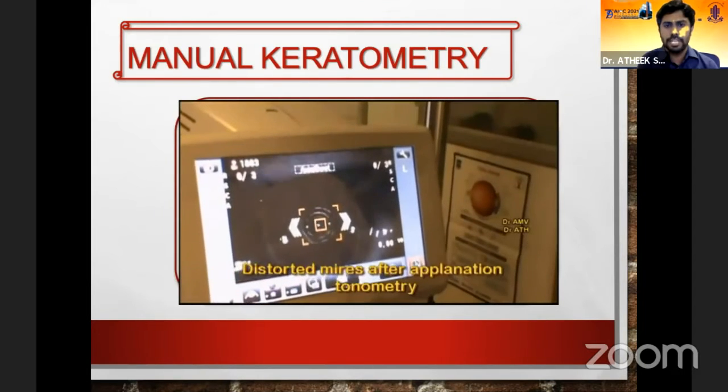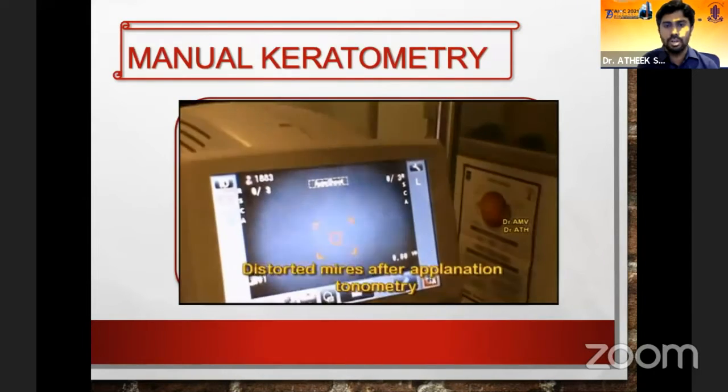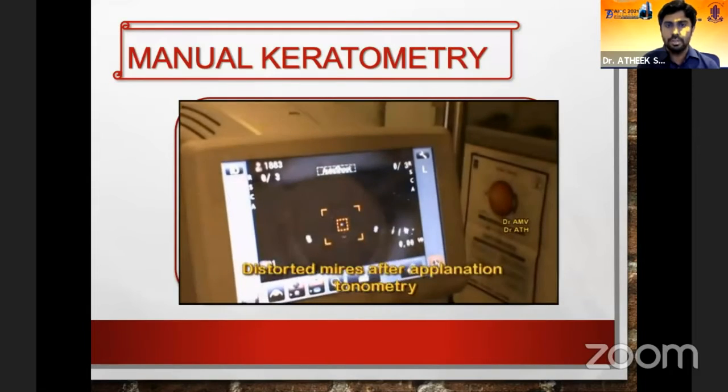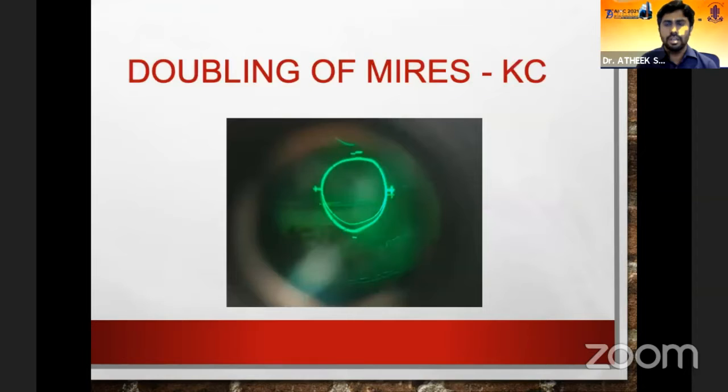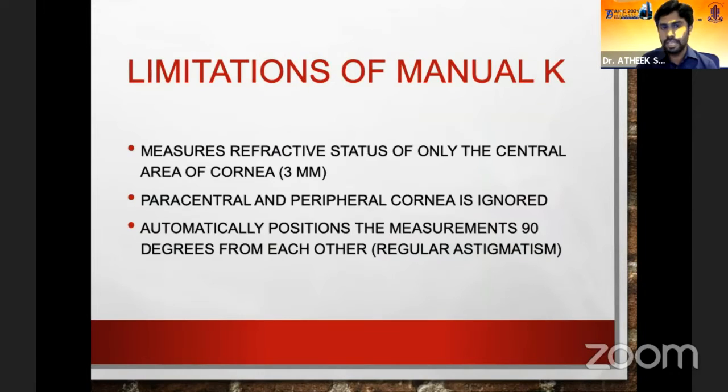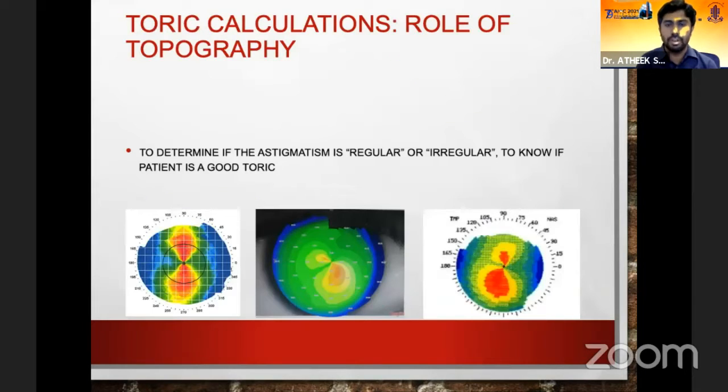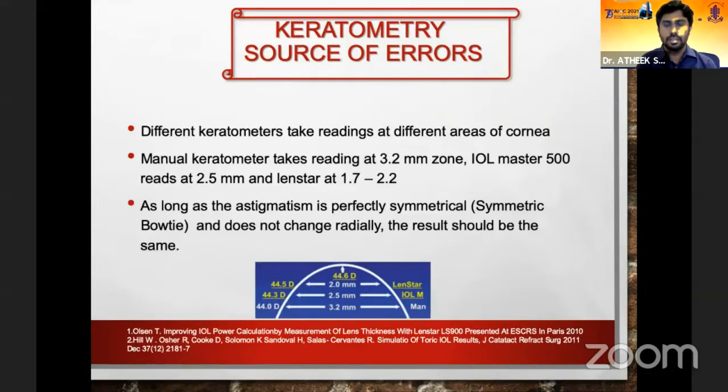Here you can see applanation tonometry being done, and then we are trying to do an auto K where the mires seem to be absolutely distorted. The red flag signs in manual keratometry are to look for the shape of the mires. If the mires are irregular, wavy, distorted, or you're not able to align the mires, these are indications that keratometry is difficult. The limitation of manual K is that only central K can be obtained and the peripheral cornea is ignored, where topography comes into play. If we have access to a topographer, we'll be able to analyze the total cornea properly and then do the keratometry.